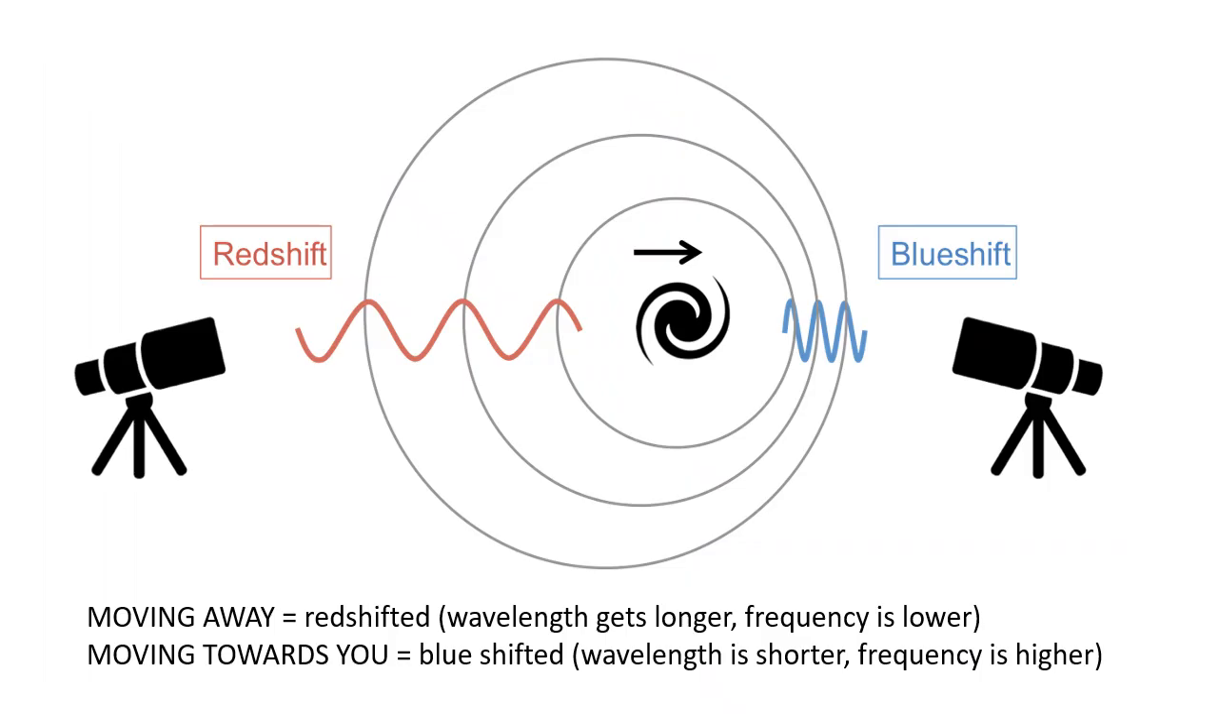So here, moving away is redshifted: the wavelength gets longer or the frequency is lower. If it's moving towards you, it is blue shifted. The wavelength is shorter, frequency is higher.